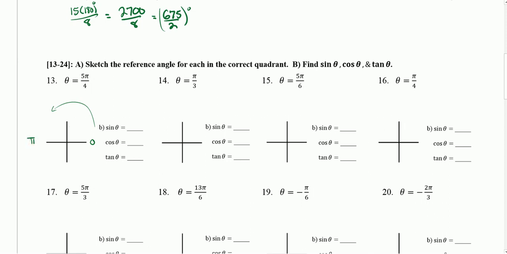And I'm working with 5 pi over 4, which is a fraction. And so I'm going to change pi to 4 pi over 4, which is an equivalent fraction, just with a common denominator. If we keep going around, at 0 degrees we get 2 pi, but 2 pi is equivalent to 8 pi over 4. And 5 pi over 4 is between 4 pi over 4 and 8 pi over 4, so it's going to be in quadrant 3.